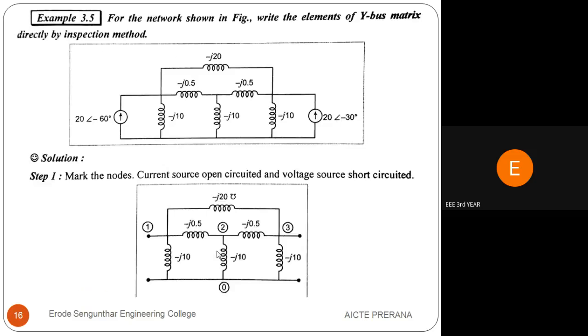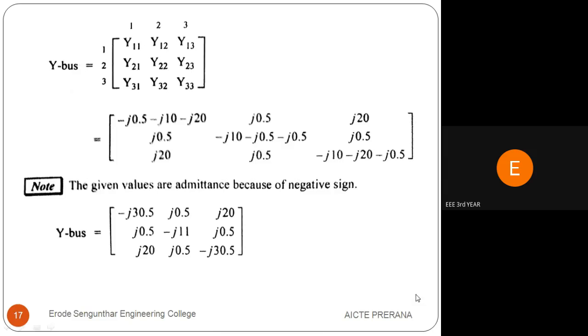In y33, totally 1, 2, 3 elements are connected. So three elements will be added. That is j20 plus j0.5 plus j10. That's nice. So we get the final answer as minus j30.5. Okay. From this we can form the matrix. So the final Y bus matrix has the values minus j30.5, j0.5, j20.